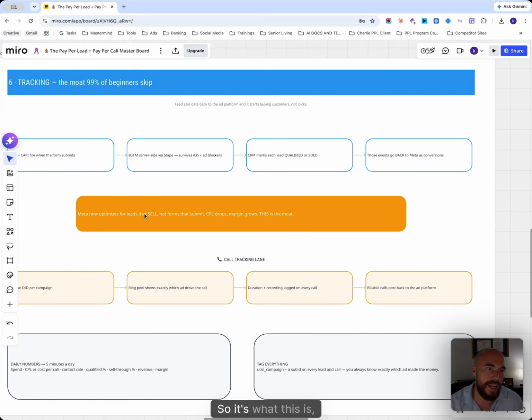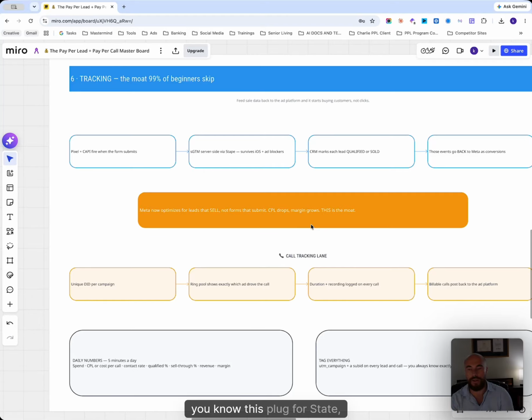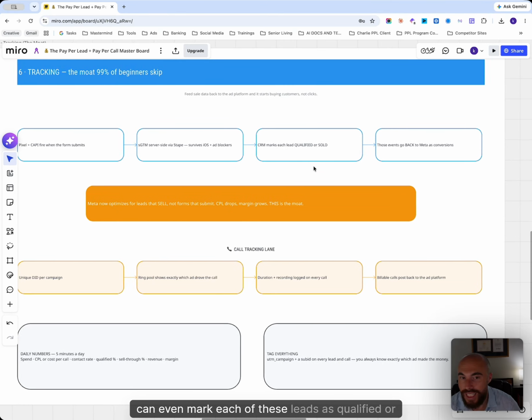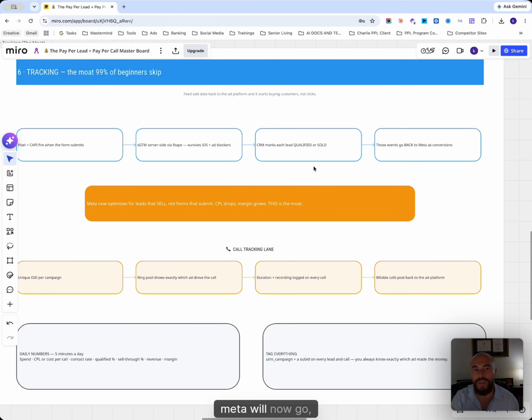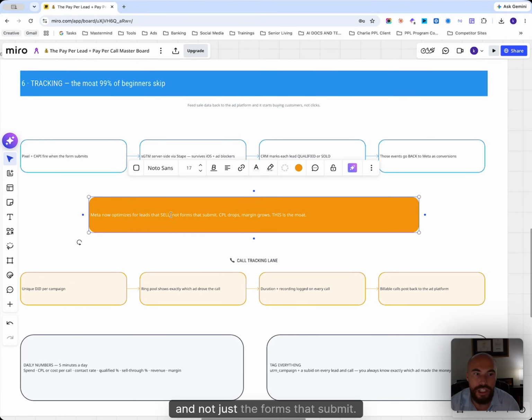So I set up basically this thing with Stape. This is a plug for Stape, but Stape.io, you can set up server-side tracking to track all of your metrics. And then the CRM can even mark each of these leads as qualified or sold. Then you can send those events back to Meta, and Meta will now optimize for the leads that sell and not just the forms that submit.